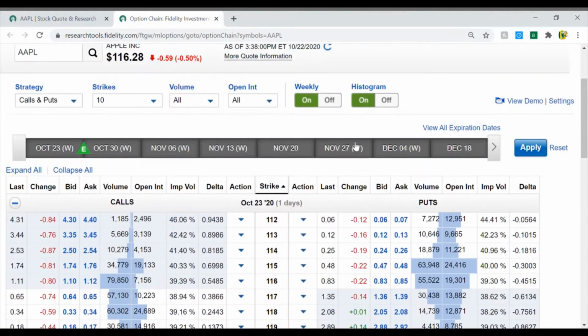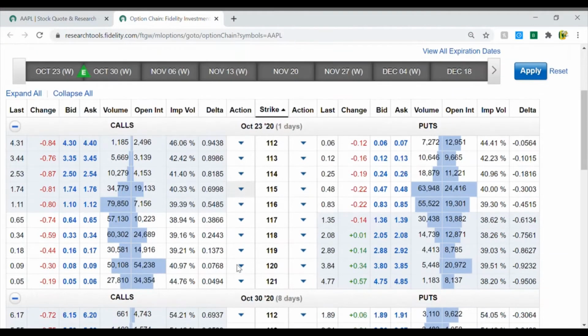As an example, let's say right here 116. Apple is currently at 116.28, so it's above that strike price. That means it's in the money. The farther you go down in terms of price, the more expensive the option is and the more in the money, or they'll say the deeper it is in the money, and vice versa for the puts. The farther you go up in price, the more expensive the option is.